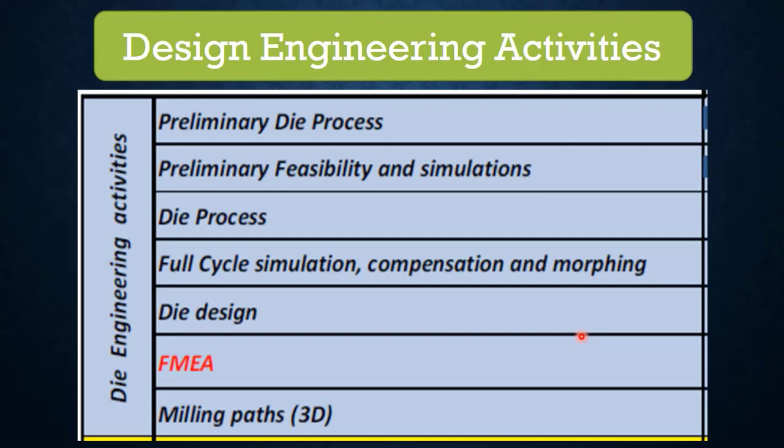As we covered die design engineering details in my previous playlist, here we can have a quick summary. Those who did not see it in my previous playlist, please watch later. Number 1, preliminary die process, which is a high level study. Number 2, preliminary feasibility and simulation. After the preliminary die process, we need to do feasibility for the process and simulation results. Number 3, die process finalization. Number 4, full cycle simulation, compensation and morphing. Number 5, then the die designing. Number 6, FMEA to identify the failure modes. And number 7, milling parts for 3D machining.